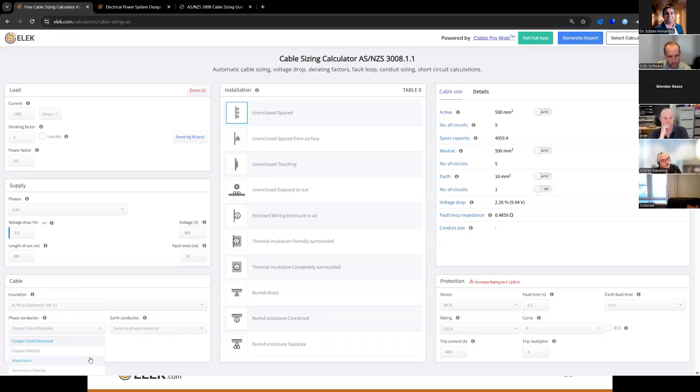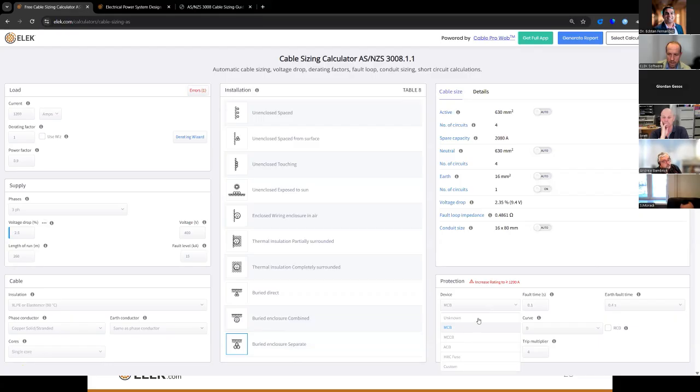XLPE, this cable sizing calculator includes all of the cable types, including aerial cables, for all of the standards. Copper conductor, we've also got copper flexible, aluminium flexible. Earth conductor, you can set it as copper or aluminium. That's not covered in the standards. Single core, I think we're using single core in this example. And then the installation conditions. So buried enclosure separate, I believe, for this example. So you've got table 8 here.